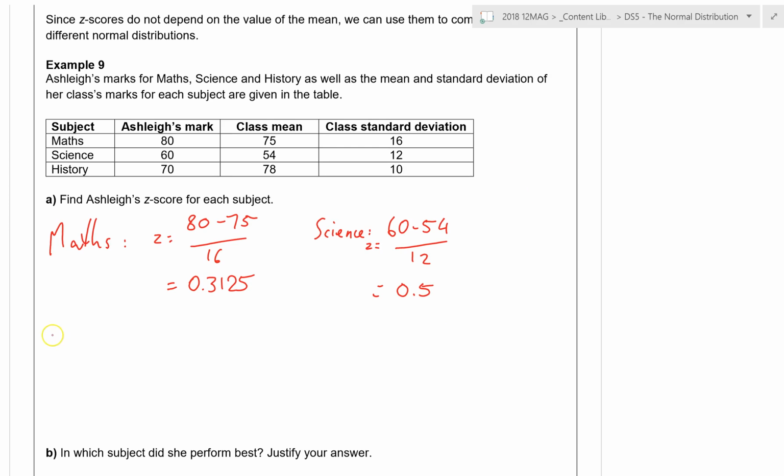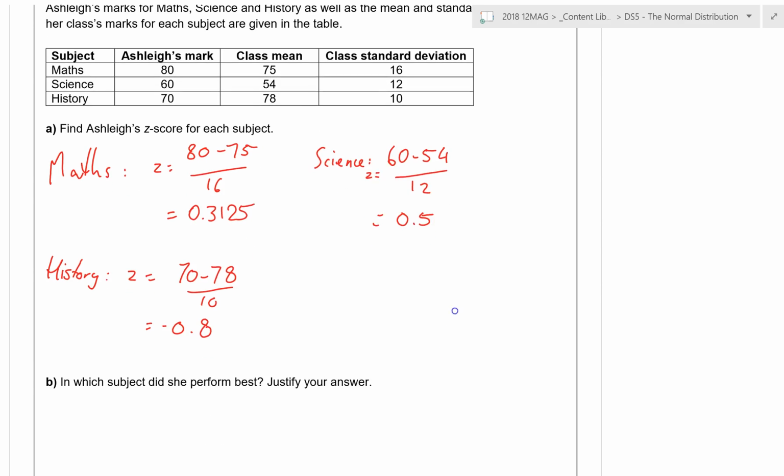And finally, our history Z-score is, now, it's 70 minus 78, so I get a negative here, divided by 10. Right, now that's going to be negative 8 divided by 10, negative 0.8. Okay, so there we go. Z-score for each subject, that's all good.